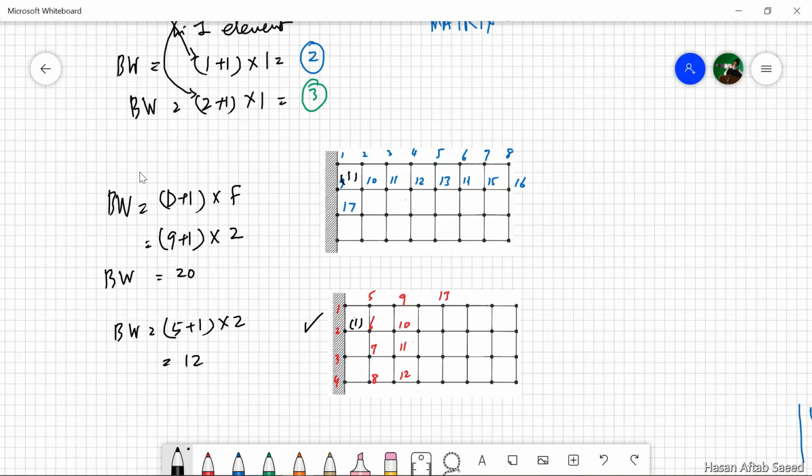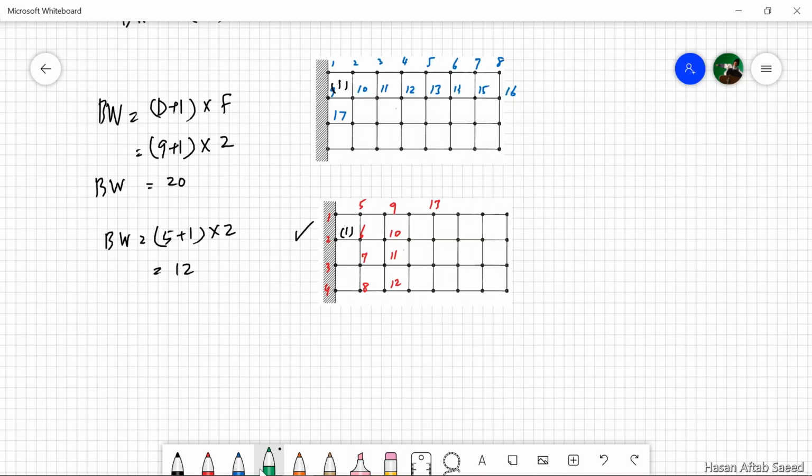already achieved like this. So the moral of the story being, for a smaller bandwidth, elements must be numbered in the shorter dimension. You exhaust the shorter dimension first, then you go in the longitudinal direction. This is the way to go, not like this. If you go like this and then come back and then go like this, it will give you a larger bandwidth.